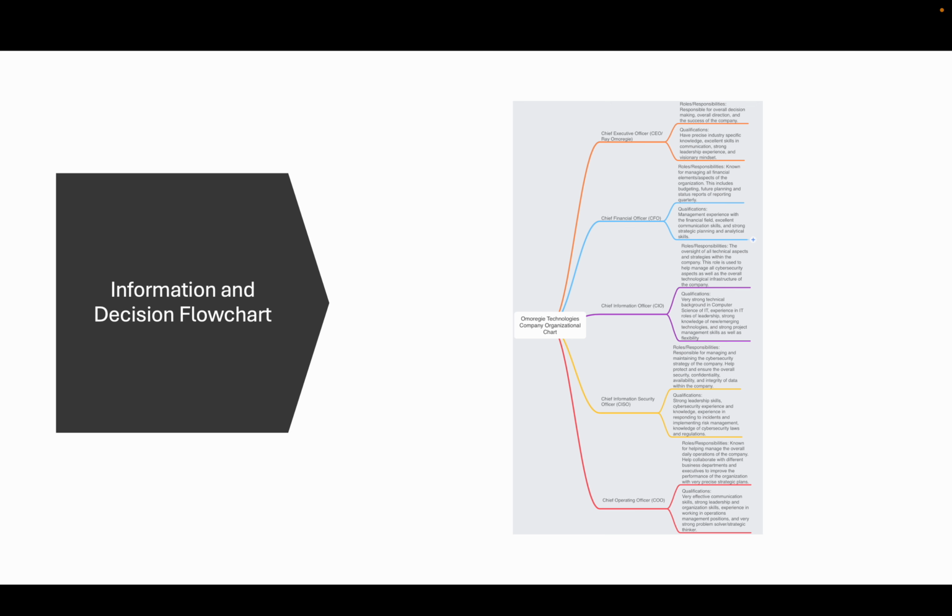All right, so information decision flowchart. So pretty much this is my information decision flowchart. It comes from my BCP regarding all the stakeholders within my organization and also all the proper communication channels.